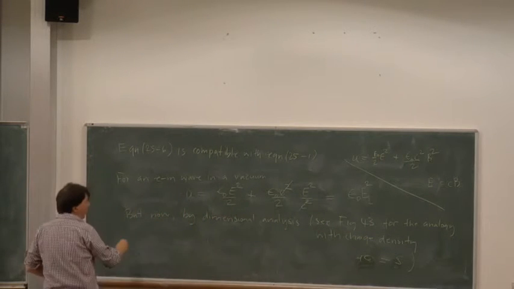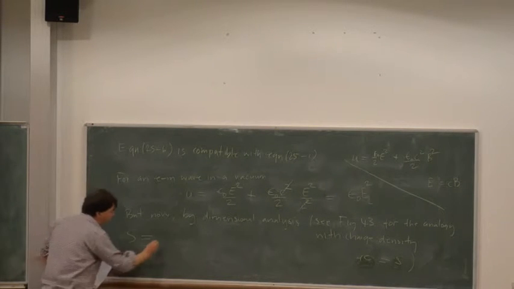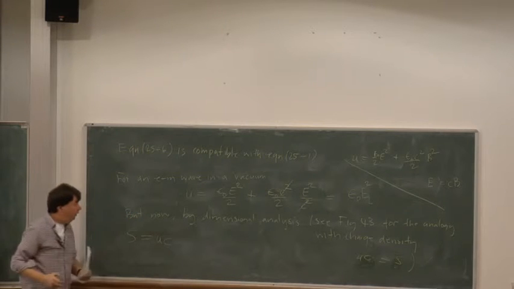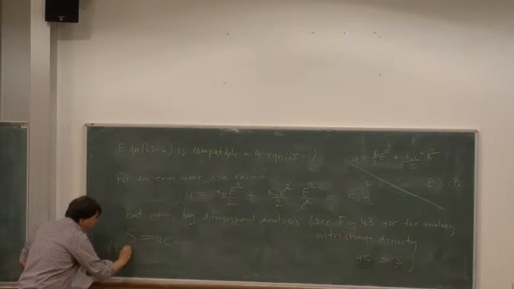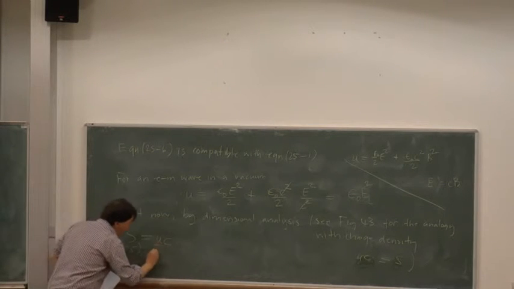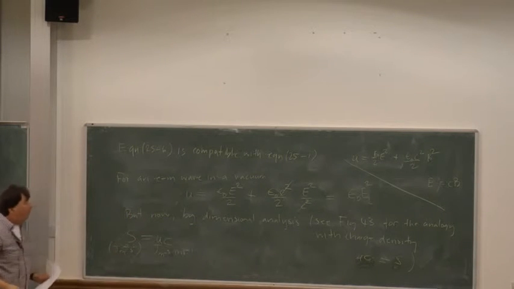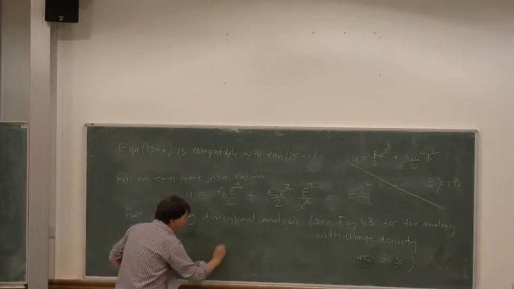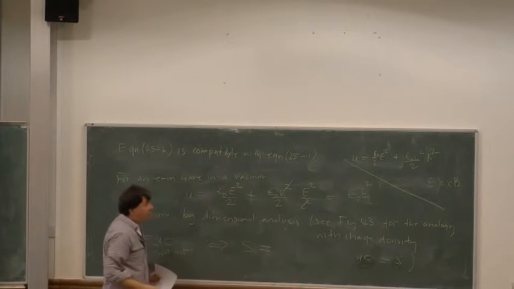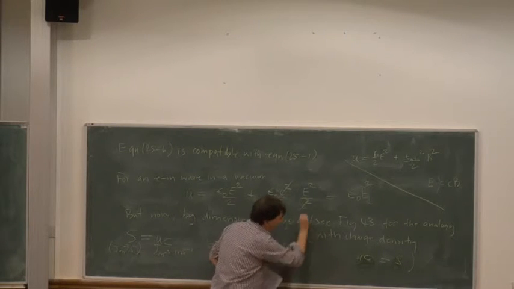So we have, by dimensional analysis, S, the magnitude of the Poynting vector for an EM wave, is U times C. And again, you can see this is clearly going to work dimensionally. This is in joules per square metre per second. This is in joules per cubic metre. And this is in metres per second. But now we've got the energy density of an EM wave is epsilon naught E squared. We get that the magnitude of S is C times that, which is epsilon naught C E squared.